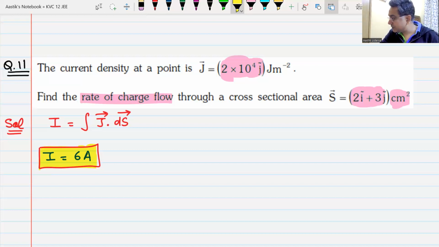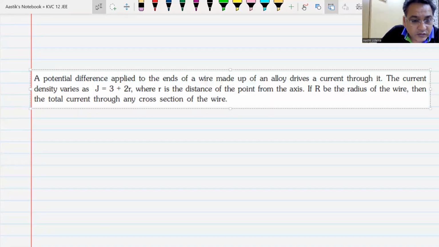This one comes one of the tougher questions that you might find, more likely in JEE Advanced. A potential difference is applied to the ends of a wire made up of an alloy which drives a current I through it. The current density varies as J equal to 3 plus 2r, where r is the distance from the point on the axis. If capital R is the radius of the wire, what is the current through the cross section of the wire?